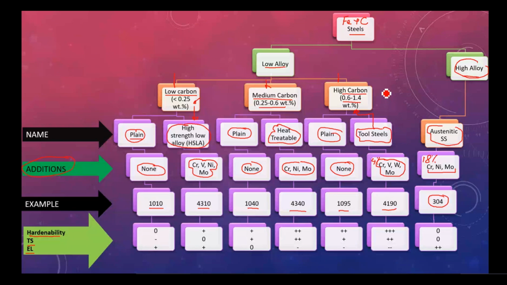You would have different tool steels, D2, D1, and others like W2. There are different tool steels, so you don't need to worry. But the category they would be falling into would be high carbon steels, and within high carbon steels you'll have the category of tool steels.